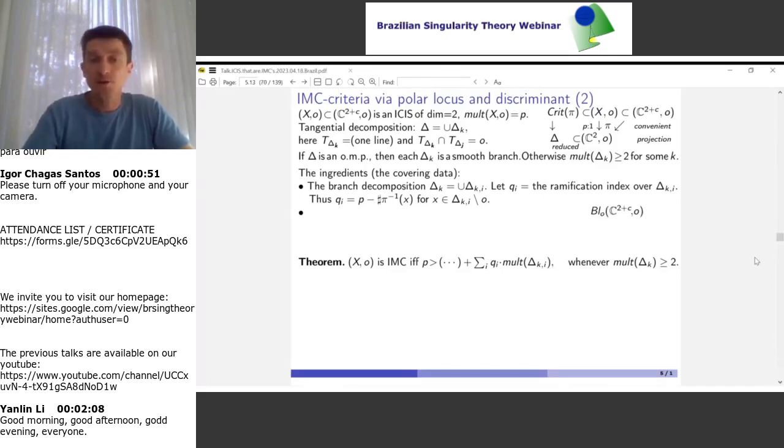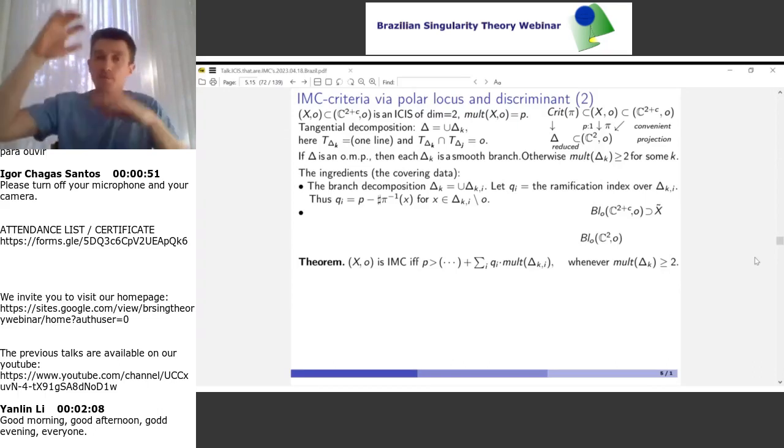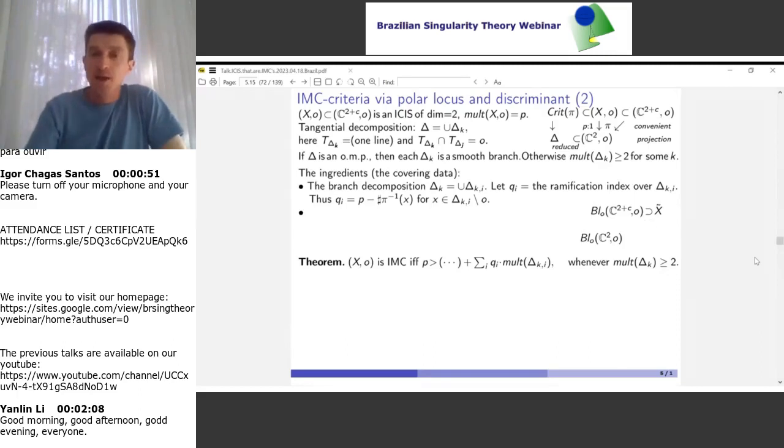Now, to define the other ingredient, I will have to blow up, but just once. Blow up the space just once. Now take the strict transform, x tilde. And then we will blow up also the plane. If you blow up upstairs, we will have to blow up downstairs as well. And then our projection pi, the initial covering, will lift to the covering once again. X tilde will map finitely onto the blown up plane. It is still a ramified covering, where it is ramified over the strict transform of the discriminant.